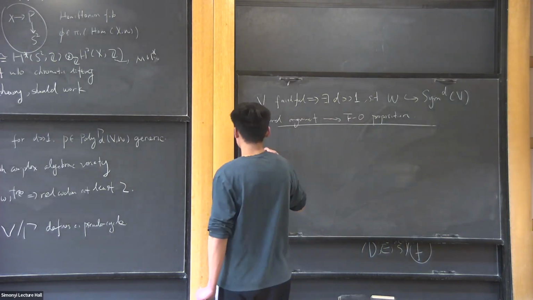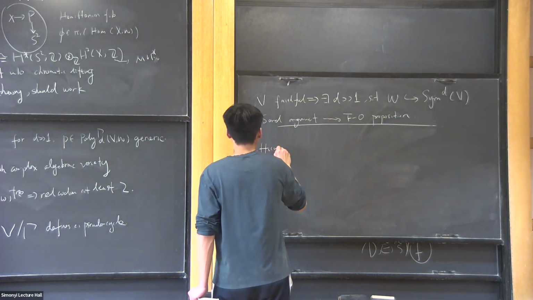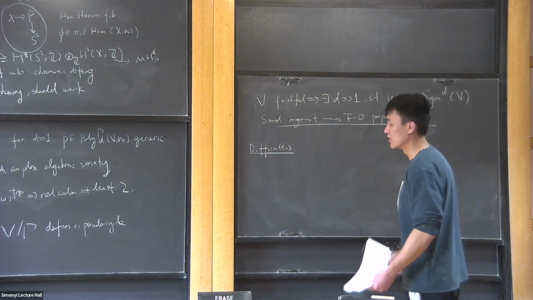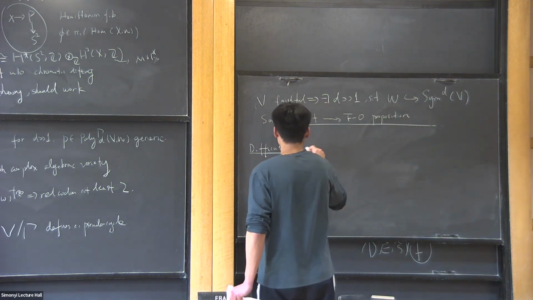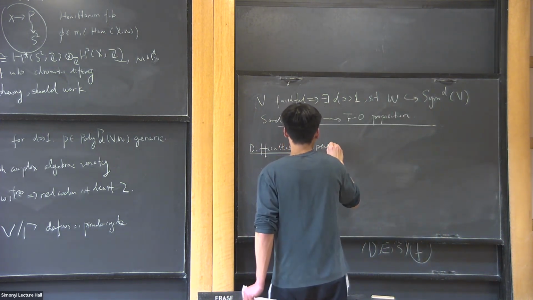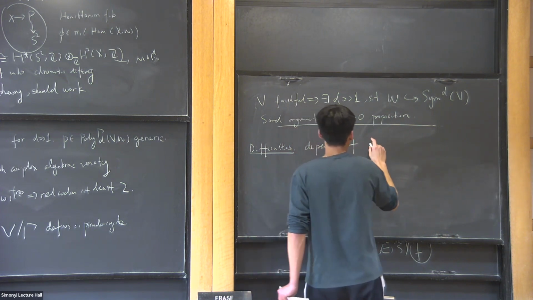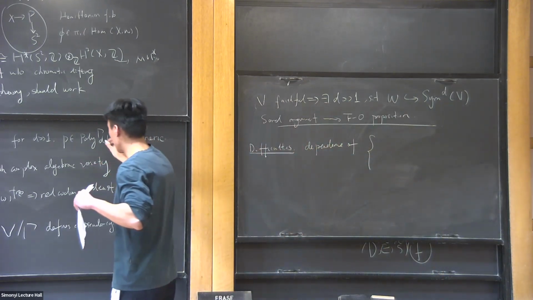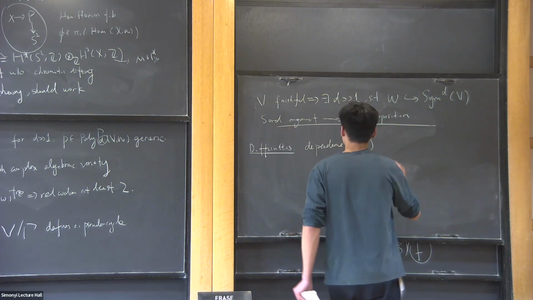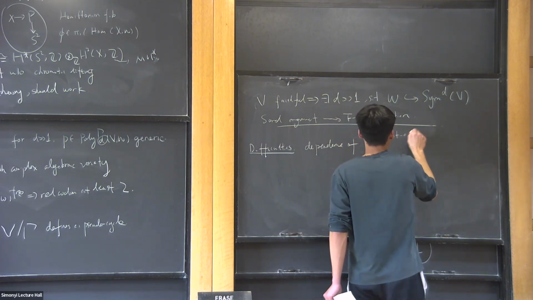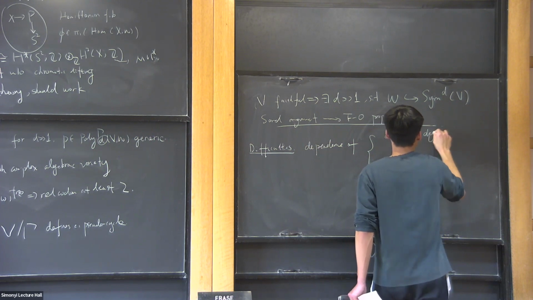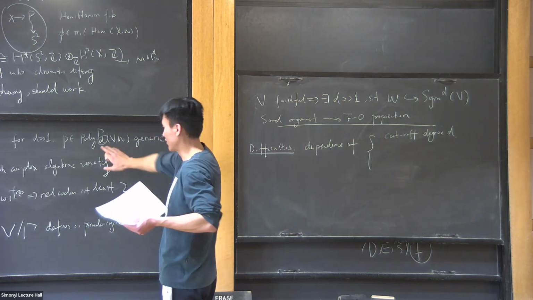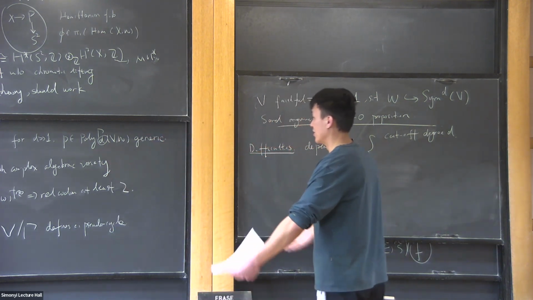So let me tell you the difficulties in general. The problem is really about removing dependence. Here, to make this construction work, you need to choose a cutoff degree D. So maybe a generic element for cutoff degree D is maybe no longer generic for cutoff degree D plus 1.